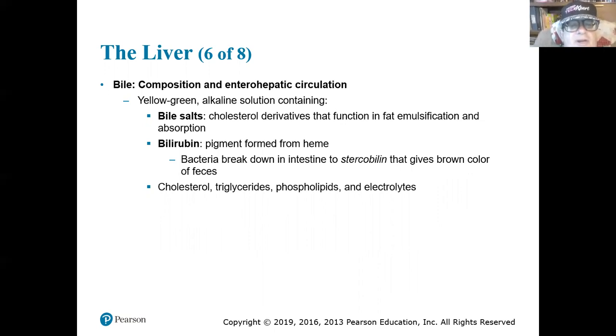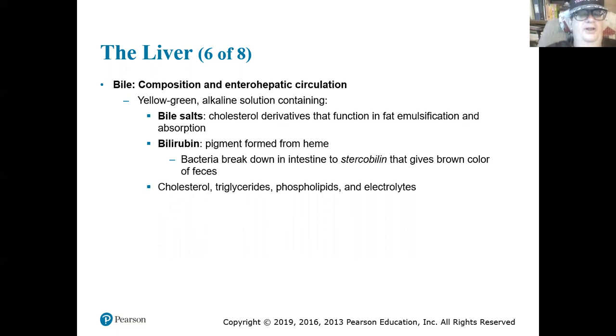Okay, bile composition and enterohepatic circulation. So you have this yellow-green, bile is a yellow-green kind of stuff. It's alkaline, it's basic. Bile is made out of two things: bile salts, which are pieces of cholesterol that do fat emulsification, taking the big drop of fat and breaking it into lots of little droplets, so there's more surface area for the lipid digesting enzymes to work on.